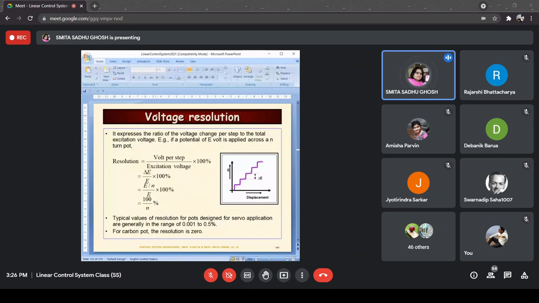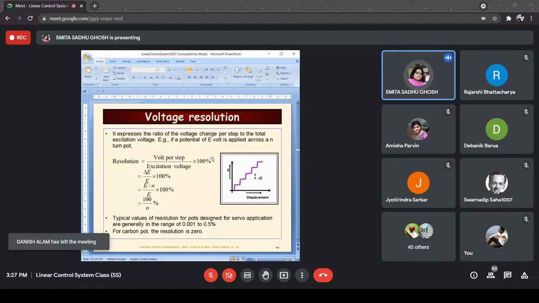So though the terminology which is used for defining this is voltage resolution, as far as the expression for voltage resolution goes, there is no term containing voltage. So whatever be your excitation source of voltage, how much amount we have over here, the voltage resolution is going to be independent of that, right?